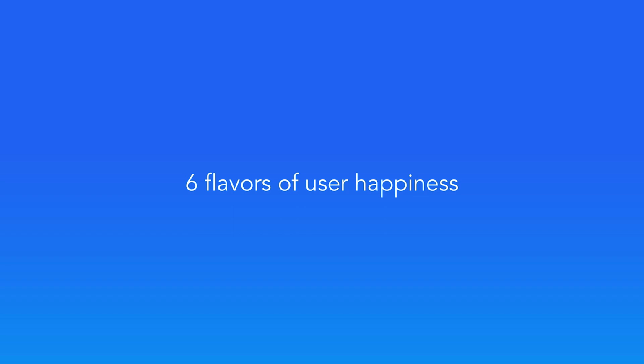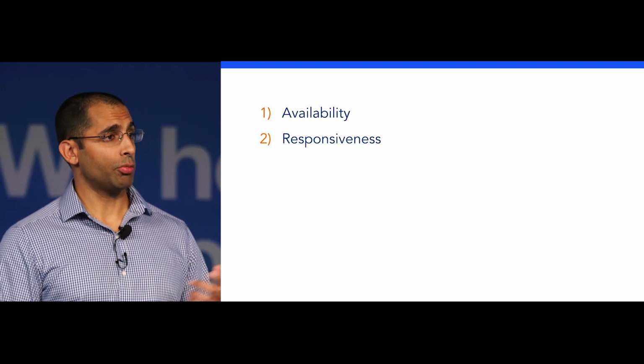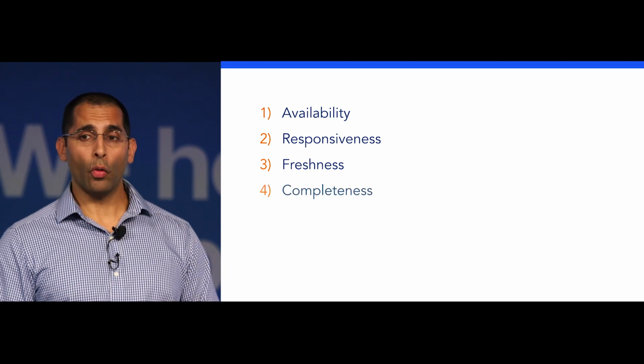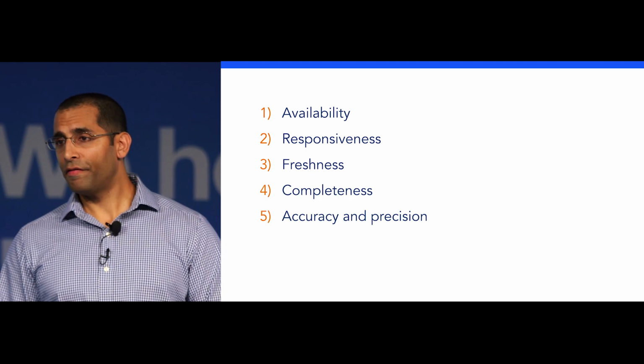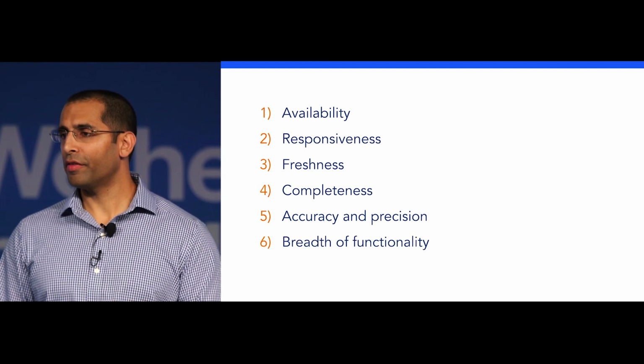User happiness is not a single thing. You can break it down into basically 6 flavors of user happiness. The first one is availability. The second is responsiveness. The third is freshness. The fourth is completeness. The fifth is accuracy and precision. And the sixth is breadth of functionality.